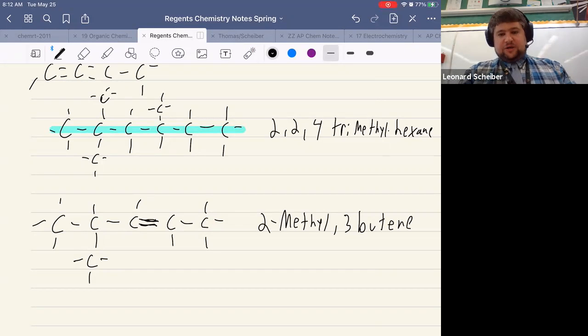So that's how we can use the number system, multiples all together. We can make infinite possibilities. There are literally infinite possibilities because these carbon chains can go hundreds and thousands of carbons long.